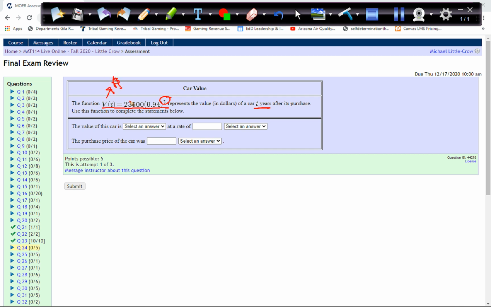That's the value of whatever we're talking about. Of a car, I guess we're talking about a car after it's purchased. Use this function to complete the statements below. The value of the car is blank or blank. Either, again, we could click on that. We'll see it's going to be probably increasing or decreasing at a rate of blank. The purchase price of the car was so much.